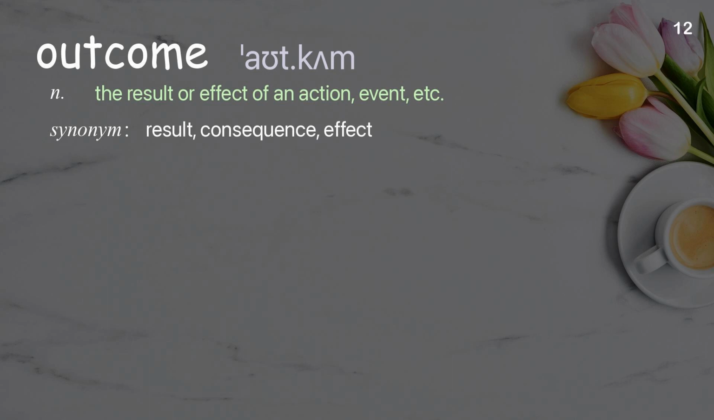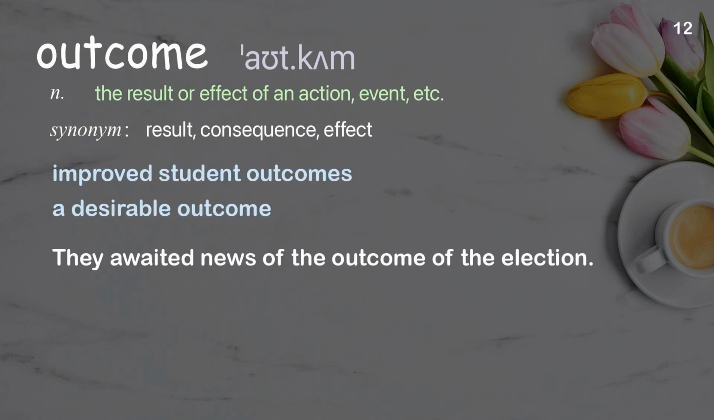Outcome. The result or effect of an action, event, etc. Examples: Improved student outcomes, a desirable outcome. They awaited news of the outcome of the election.